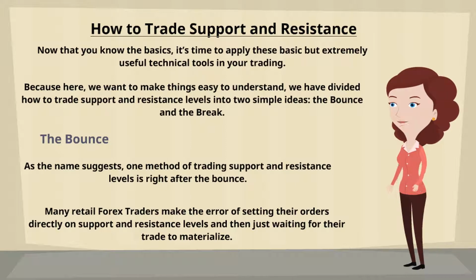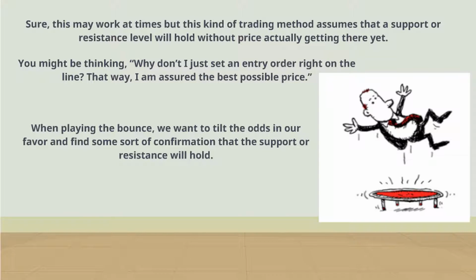As the name suggests, one method of trading support and resistance levels is right after the bounce. Many retail Forex traders make the error of setting their orders directly on support and resistance levels and then just waiting for their trade to materialize. Sure, this may work at times, but this kind of trading method assumes that a support or resistance level will hold without price actually getting there yet. You might be thinking, why don't I just set an entry order right on the line? That way, I am assured the best possible price.